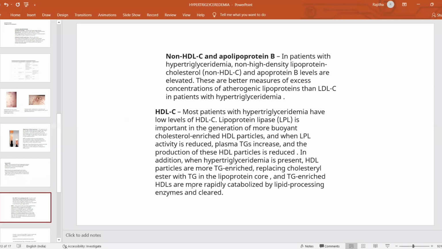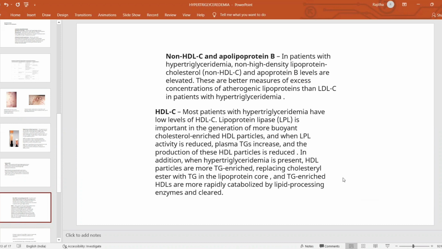The next is non-HDL cholesterol and ApoB. In patients with hypertriglyceridemia, non-HDL and ApoB levels are both elevated. They are better measures of excess concentration of atherogenic lipoproteins than LDL cholesterol in patients with hypertriglyceridemia. And most patients with hypertriglyceridemia have low levels of HDL cholesterol. This is because lipoprotein lipase is important in the generation of HDL particles.